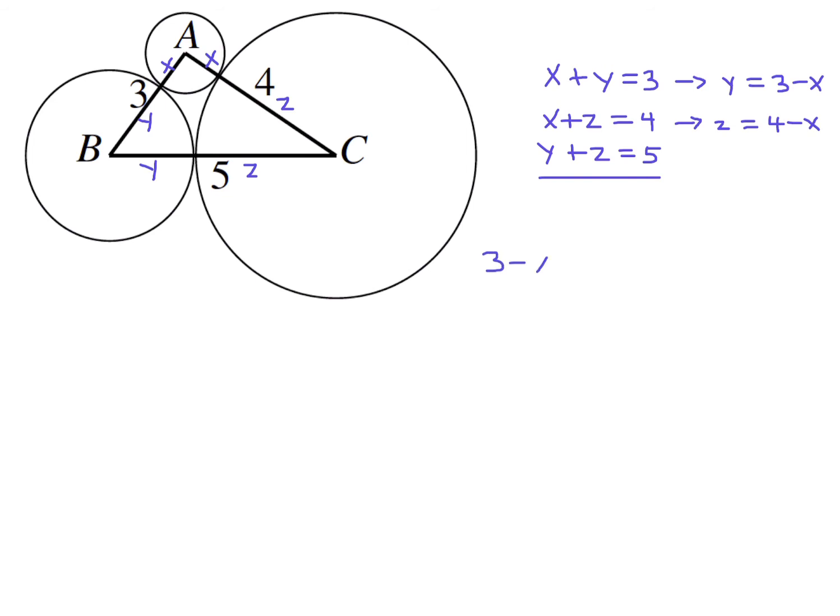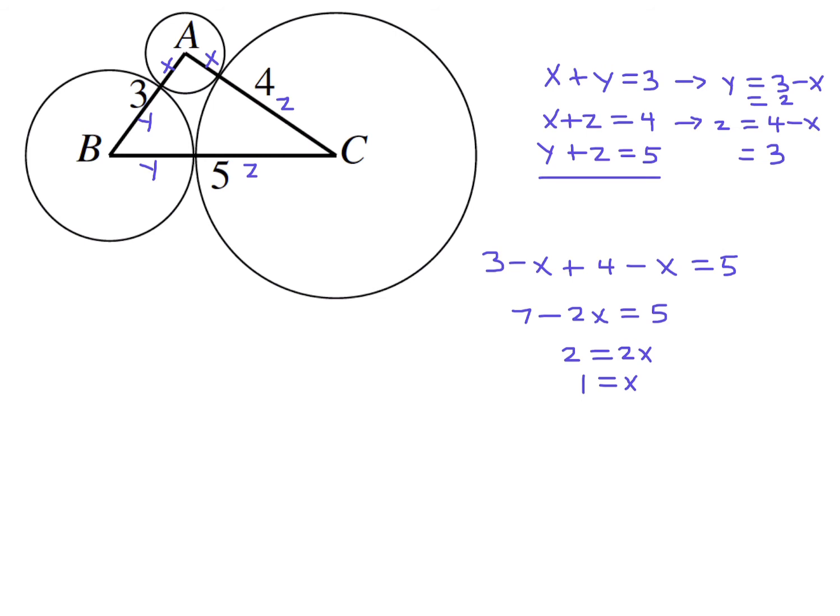So 3 minus X plus Z, 4 minus X, is equal to 5. And therefore this looks like 7 minus 2X is equal to 5. And therefore 2 is equal to 2X. And therefore X is equal to 1. So going back here, this looks like Y is 2 and Z is 3. So there you go. We've got values for X, Y, and Z.